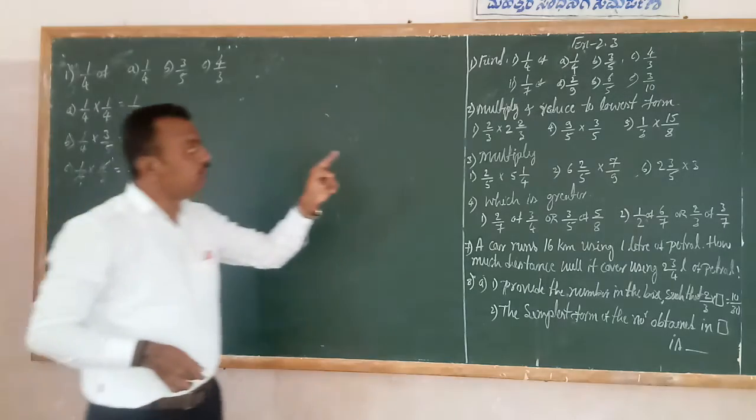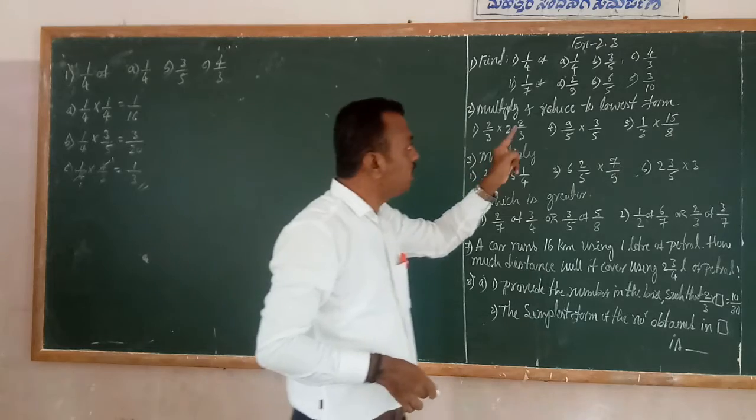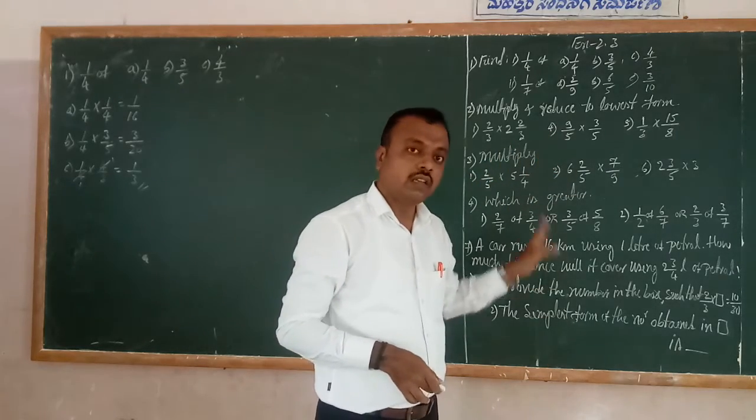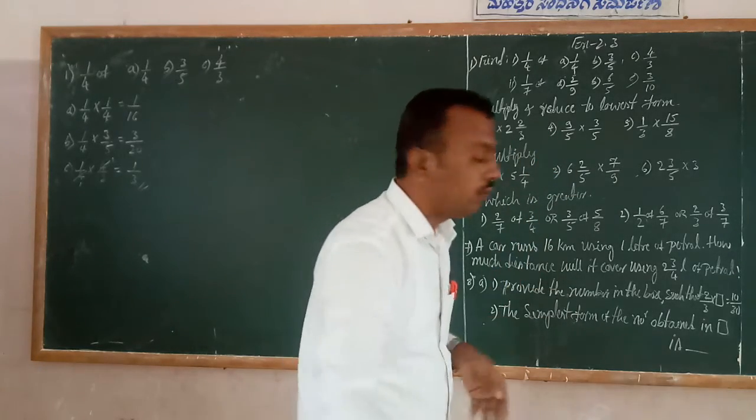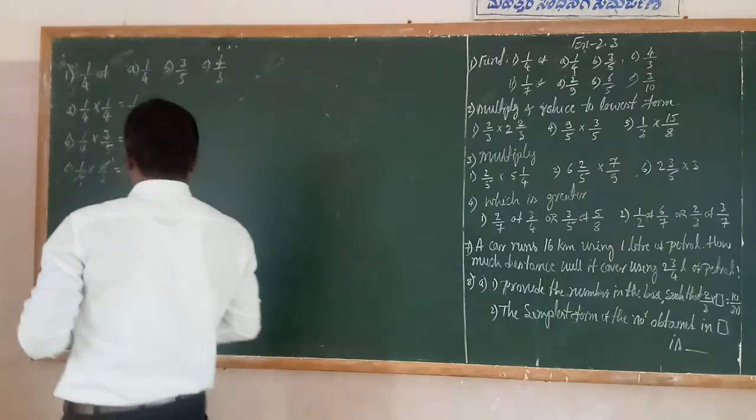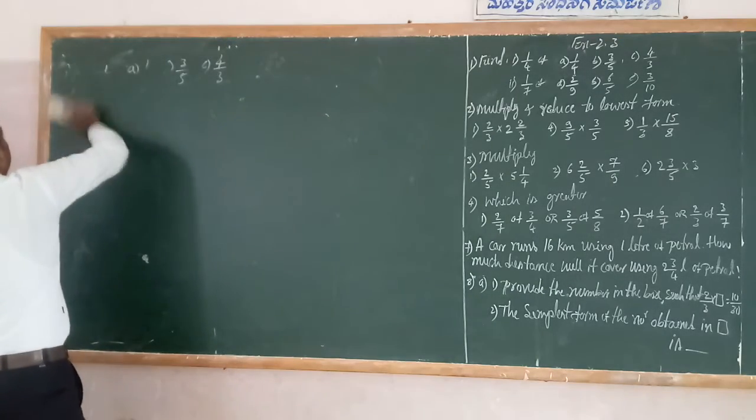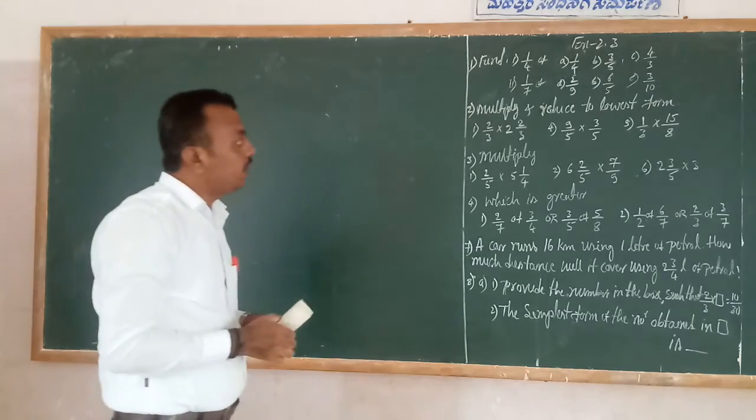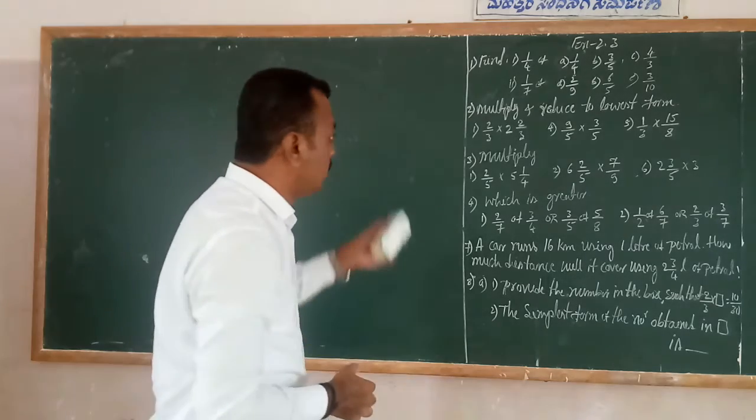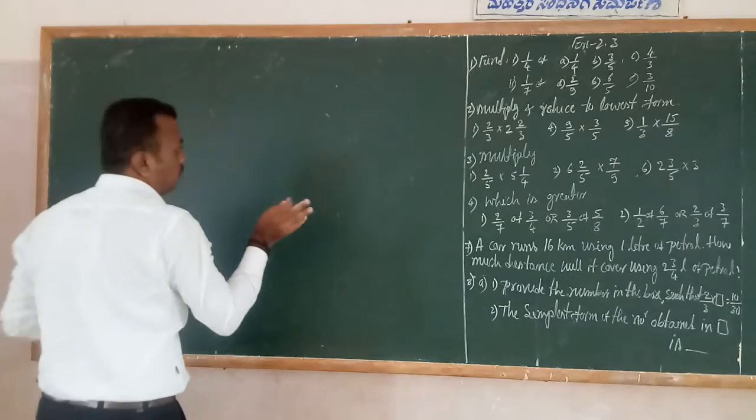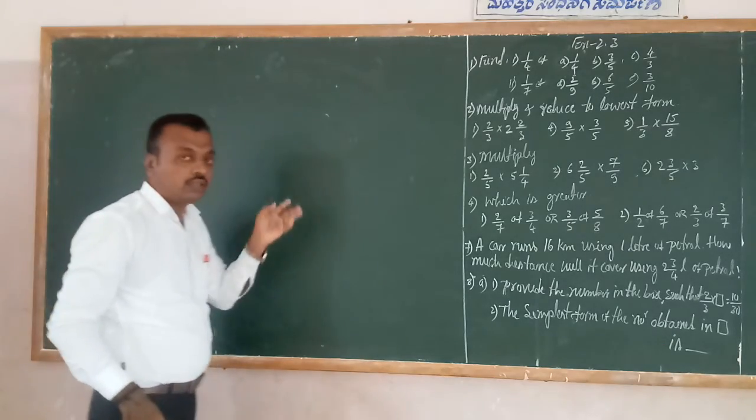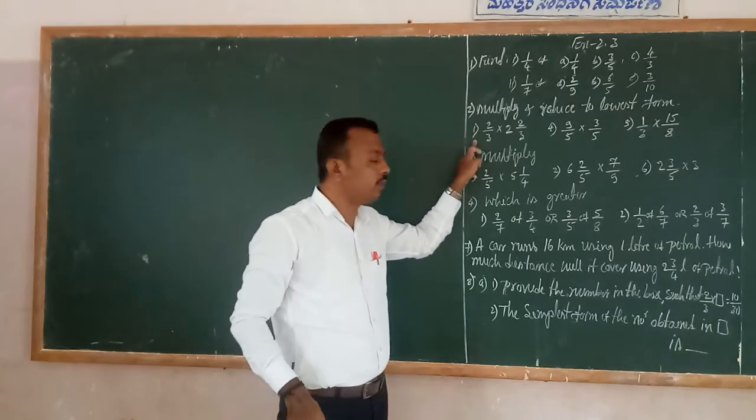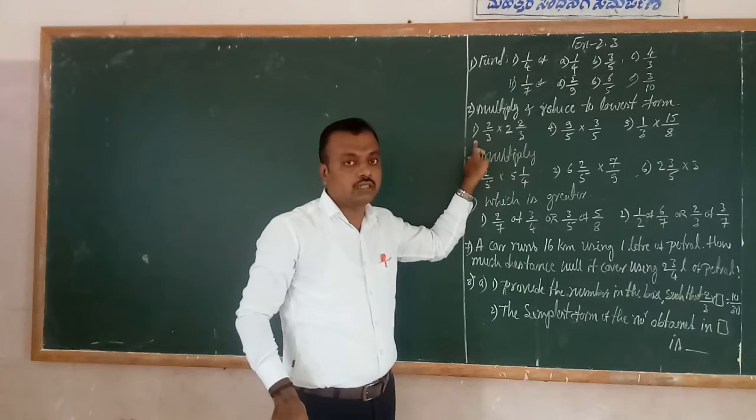The second part is there: 1 by 7 of 2 by 9, 6 by 5 and 3 by 10. You have to solve them on your own. Okay students? I will show one example, so directly I will go to the second part. What is the second part? Multiply and reduce to lowest form. I will show any three questions. The remaining questions in this exercise, I think 6 or 7 questions, you have to solve on your own.